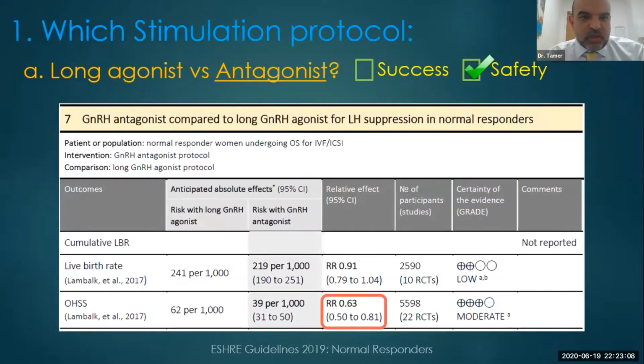So if we start with which stimulation protocol, there are two giants, the long agonist protocol and the antagonist protocol, the most commonly used here. So the studies are quite clear that the antagonist protocol would be safer with less incidence of ovarian hyperstimulation. But there's no superiority in terms of live birth rates. So from a point of success, they are both equal. Both of them will give us the same number of babies, but it's safer to use the antagonist protocol.